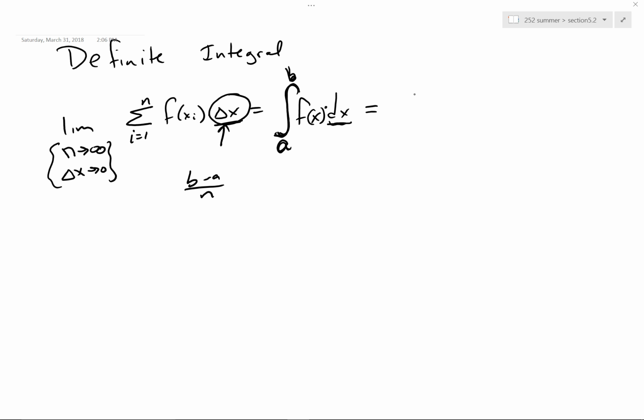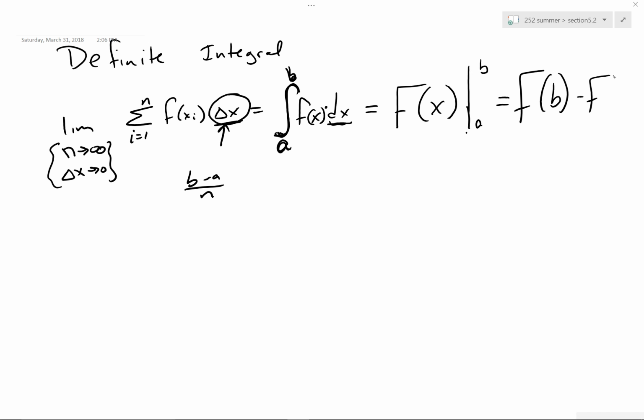And so how do we do these? Well, here's how we do it. We take the antiderivative of f of x. So cap F is the antiderivative of little f. And so, what do I do with it then? Well, I write it like this, from a to b. And how do I do it? Well, I take F of b minus F of a. That is how you find the definite integral.